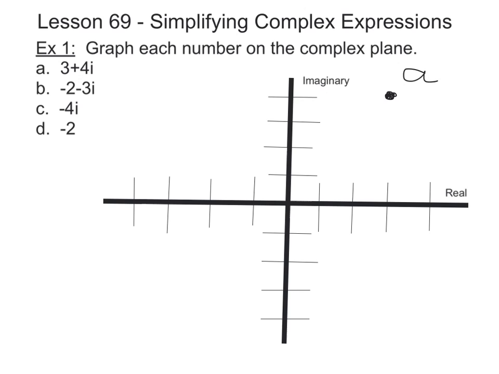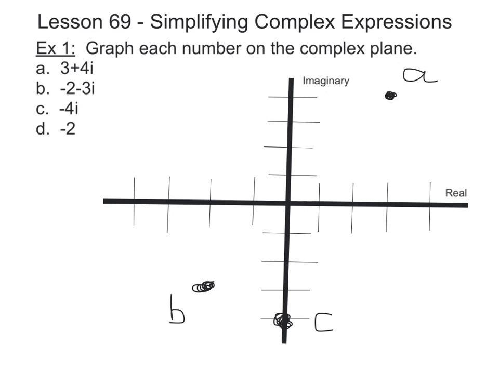And let's call that point A. Let's take a look at B. Negative 2 minus 3i. Negative 2 means we're going to march 2 units to the left and down 3 units. Therefore, we are going to arrive at this point right here. Let's call it B. Let's take a look at C. Negative 4i. Now notice with negative 4i we don't have a real component, so we're going to stay right on the y-axis and we're just going to go straight down 4 units. And there's going to be our negative 4i.